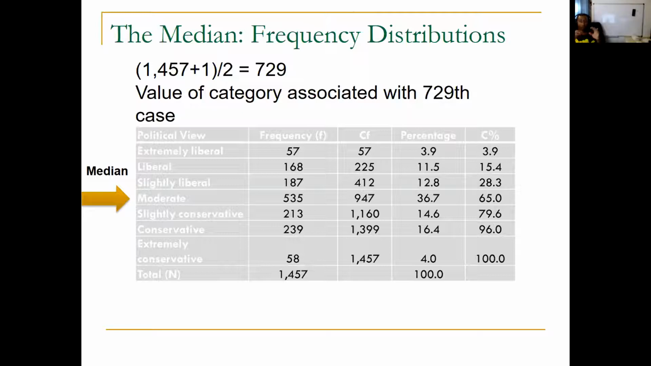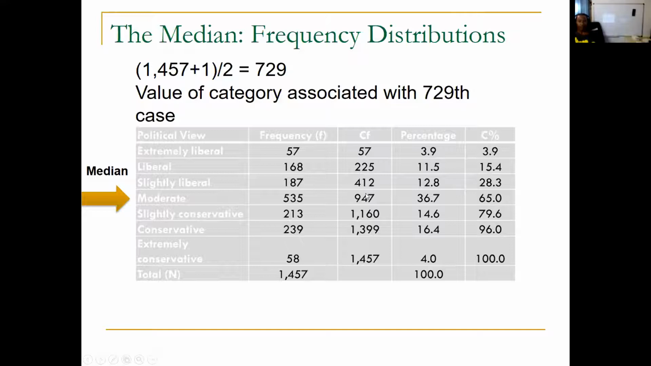Now that we have the 729th number, we need to go find where 729 is in this distribution. So what we do is we look at the cumulative frequency distribution. We don't look at the frequencies, we look at the cumulative frequencies. So when we look at 729, well, 57, that's not 729, that's way too low. 225 is too low, 412 is too low as well. So it's going to be somewhere between 412 and 947.